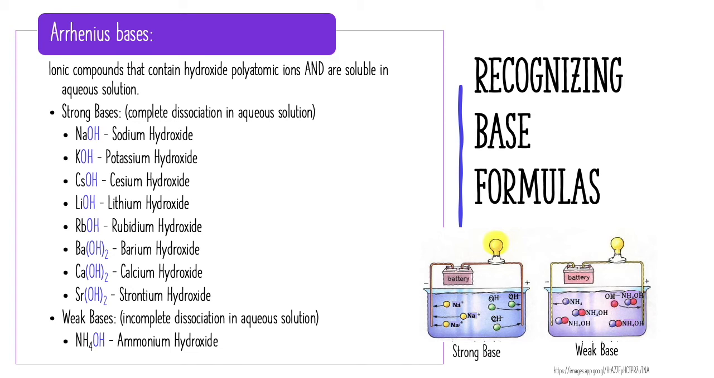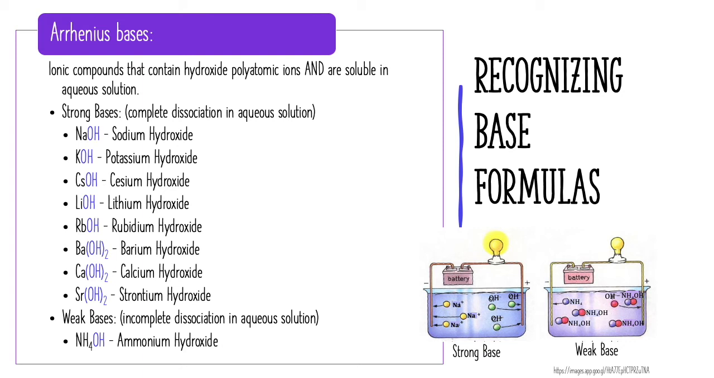Now let's talk about how to recognize base formulas. Arrhenius bases are ionic compounds that contain hydroxide polyatomic ions and are soluble in aqueous solution. So in order for a compound containing the hydroxide polyatomic ion to be considered a base, it has to be soluble in water. There are a lot of compounds that contain hydroxide ions that are ionic, but they do not dissolve in water, and so those cannot be considered Arrhenius bases.